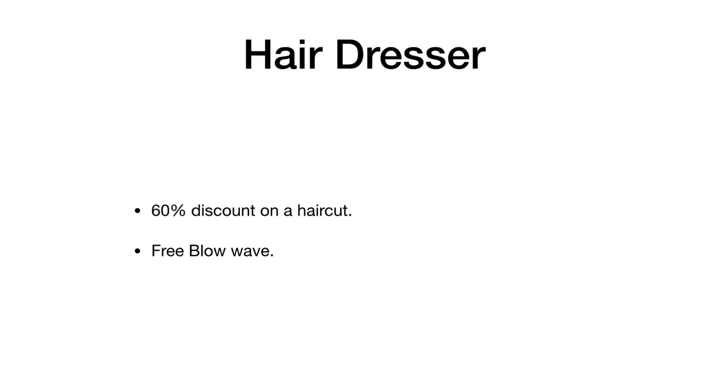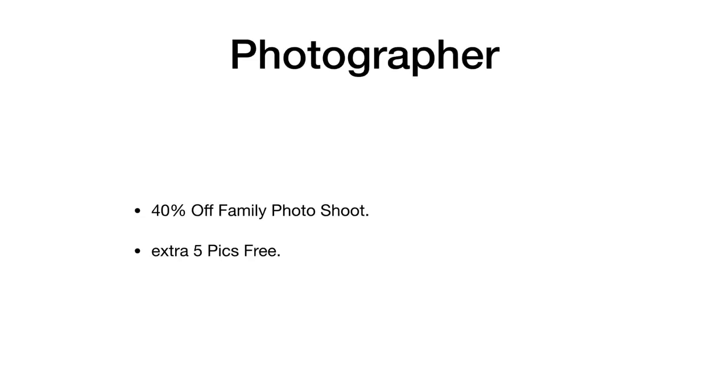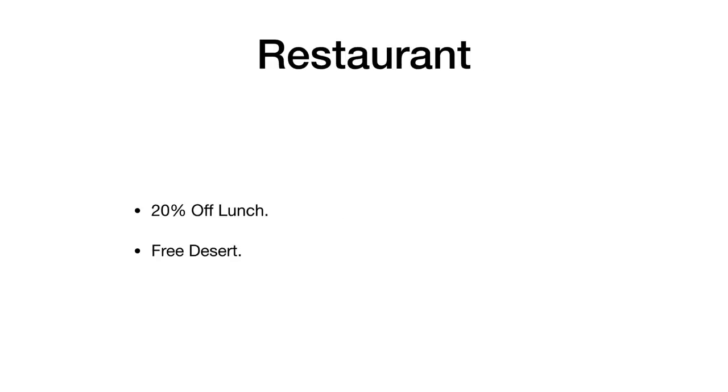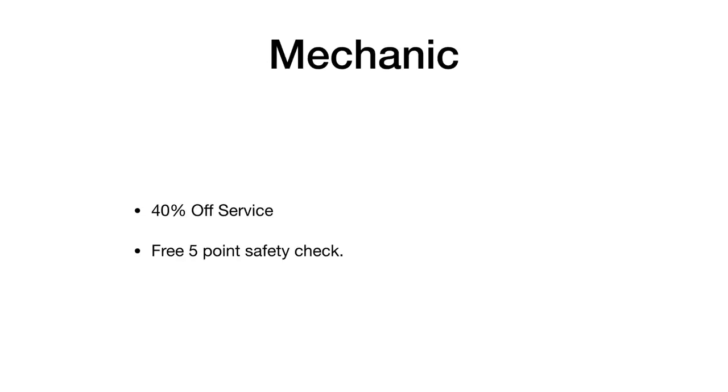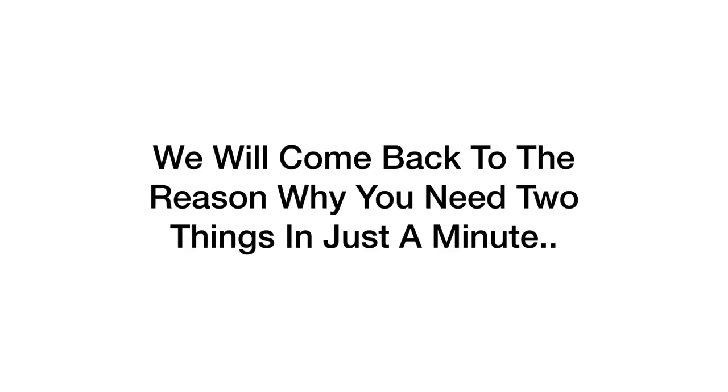It'll all make sense. A hairdresser, for example, can give a 60% discount on a haircut and a free blow wave. A photographer, 40% discount on a family photo shoot, for example, and as an extra incentive, extra 5 pics for free. Restaurant, 20% discount on a lunch and a free dessert. Mechanic, 40% discount on a service and a free 5-point safety check. Okay, so we will come back to the reason why you need 2 things in just a minute.